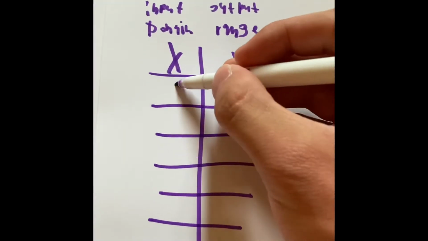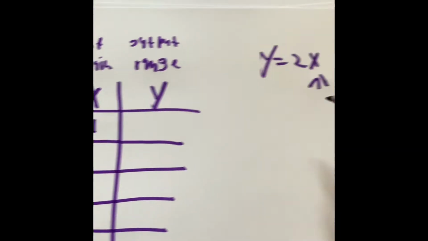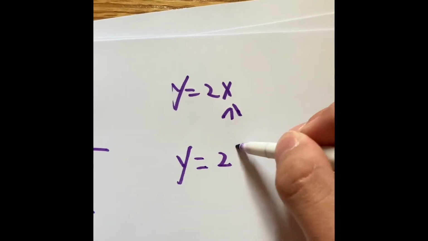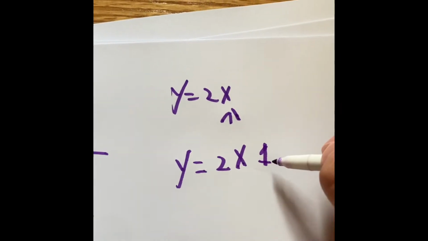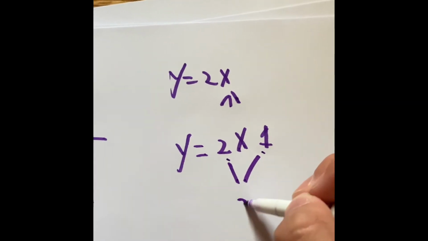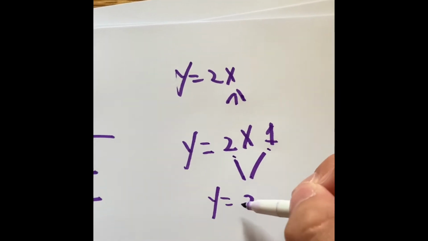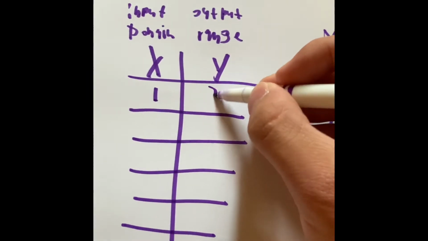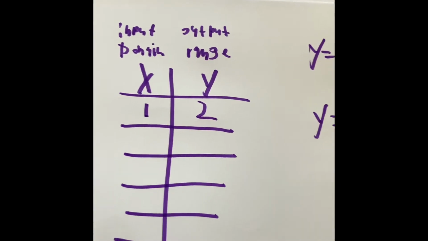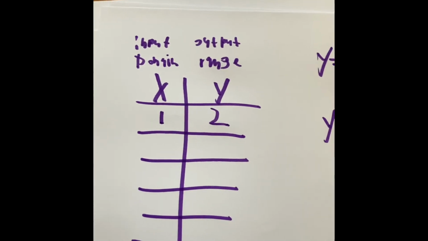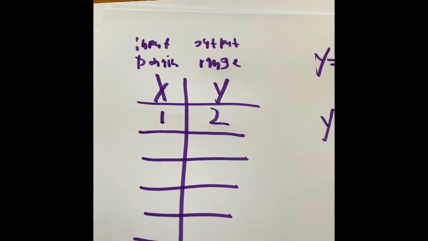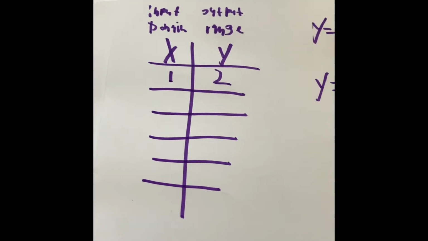So let's insert 1 in for x. Y is going to equal 2 multiplied by 1. So 2 multiplied by 1 is going to be 2. So y is going to equal 2. Y is the result of what we put in for x. So that is the ratio table example, and there are 4 other ways that we can represent a function.